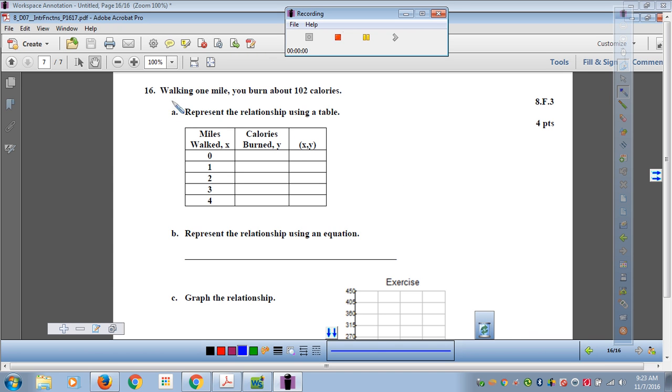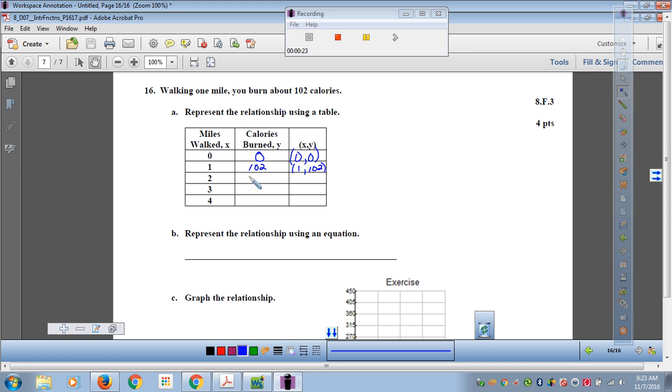Alright, question 16. Walking 1 mile, you burn about 102 calories. So, part A, represent the relationship using a table. So, 0 miles walked is 0 calories burned, or 0, 0. 1 mile is about 102 calories, so 1, 102.